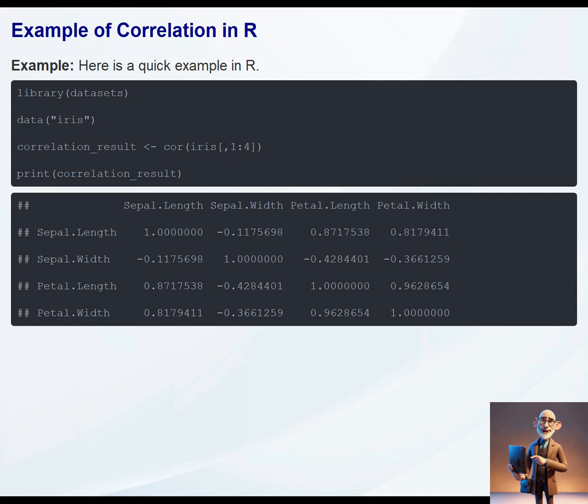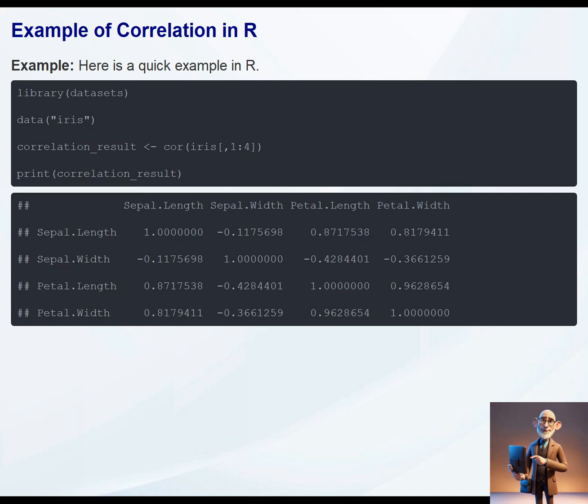What this does is calculate the correlation coefficients for the first 4 columns of the iris dataset, giving us a correlation matrix. Now, let's talk about interpreting these numerical values. The correlation coefficients range from -1 to 1, where a value of 1 indicates a perfect positive linear relationship, -1 indicates a perfect negative linear relationship, and 0 indicates no linear relationship.